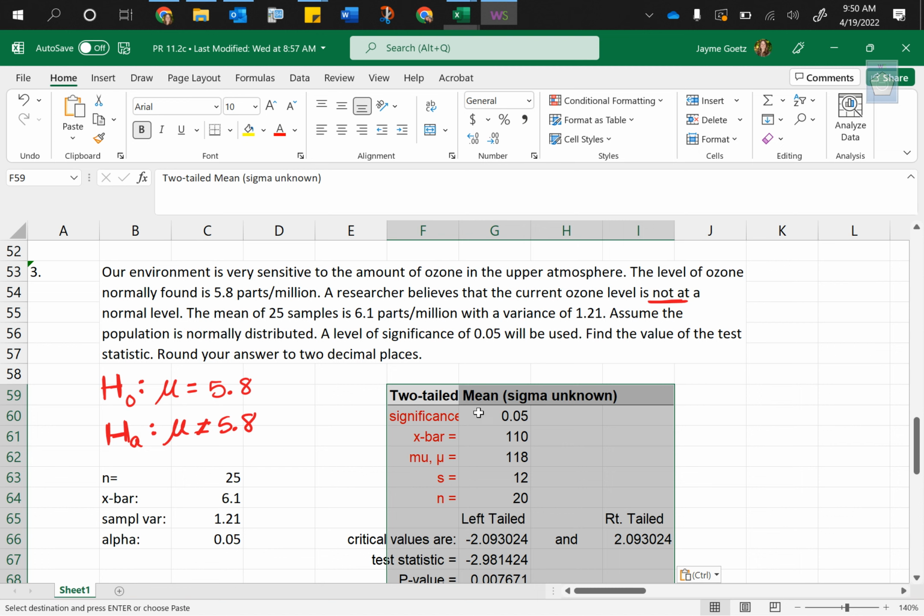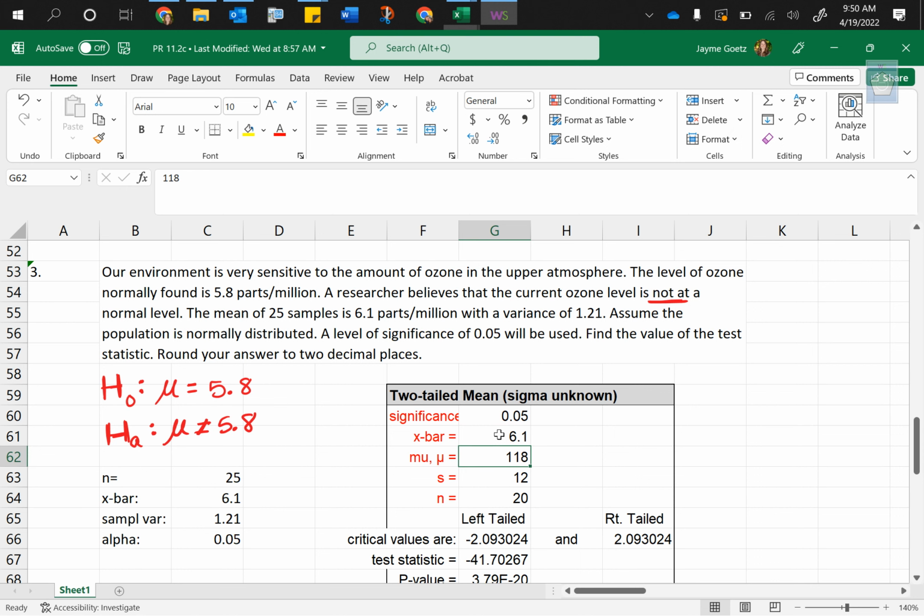Now, we already have the significance level of 0.05. That's great. What's my X bar? 6.1. What is my mu? 5.8. What is my S value? How am I going to find that? Very good. Equals square root of that 1.21. And my N value? 25.